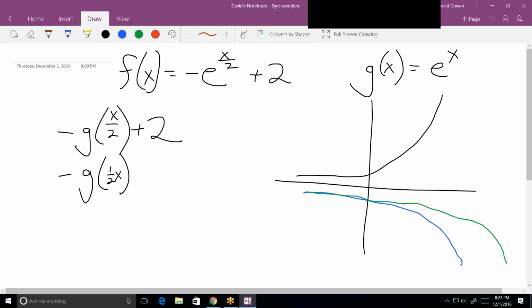Didn't quite finish this problem. So we figured out that the first transformation was a reflection over the x-axis. The second transformation was a vertical, or excuse me, a horizontal stretch. That's the green line. You see why the green line is a stretch, not a shrink?